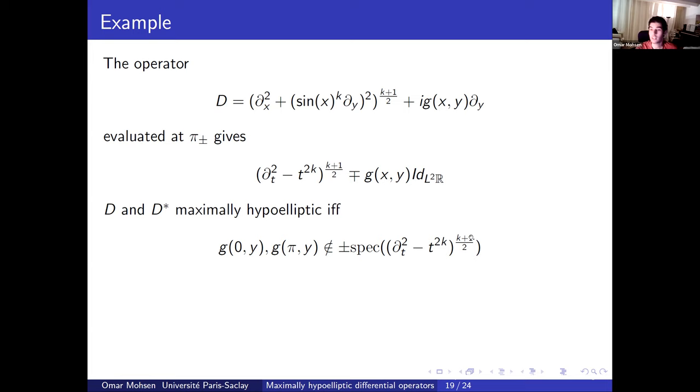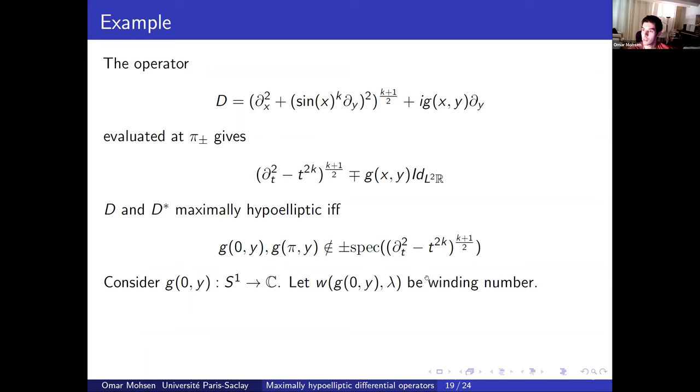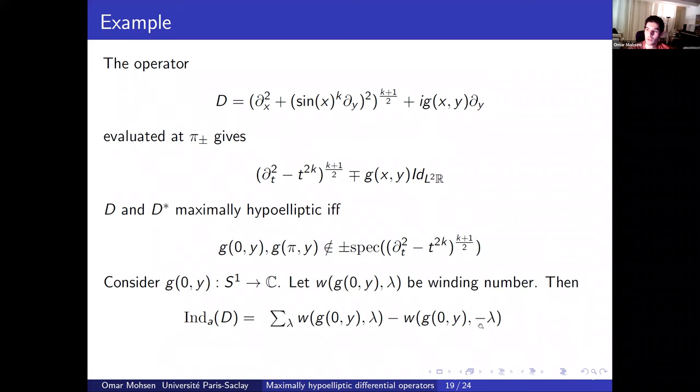Anyway, this tells you when the differential operator is maximally hypoelliptic. I added the adjoint here because the computation is symmetric. Now, let us look at what the formula I wrote for the index tells us here. If you consider this function, and I will do the same thing for the other one, it is a function from S1, as y moves in S1, to the circle, and it avoids some points in the spectrum. So I can count how many times it loops around these points. And so the index is: you count how many times you loop around each point in the spectrum, with a sign for the negative ones because of the orientation, and you do the exact same thing for the other critical value of sine x.